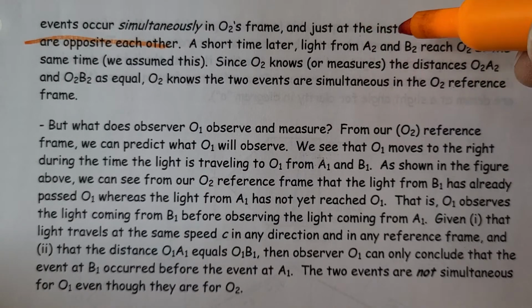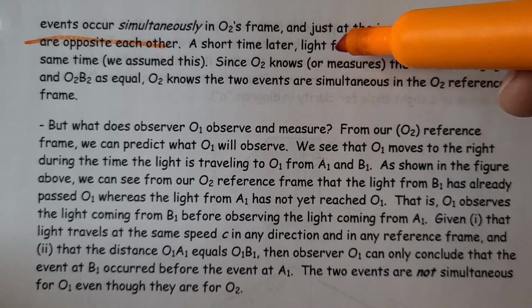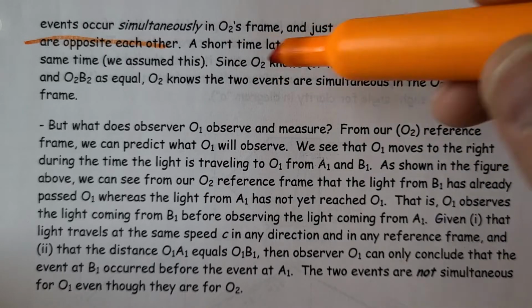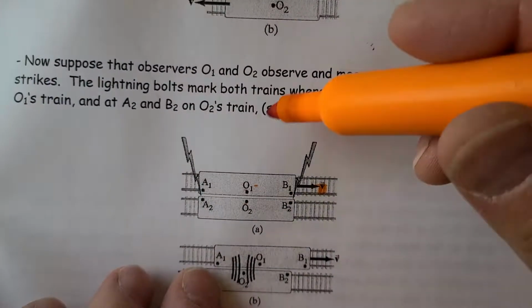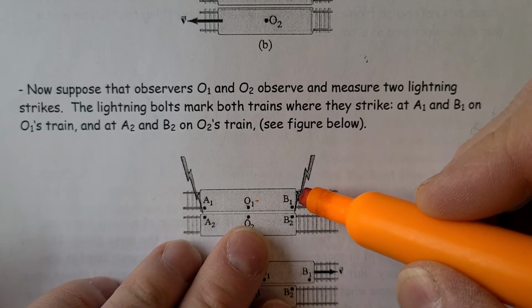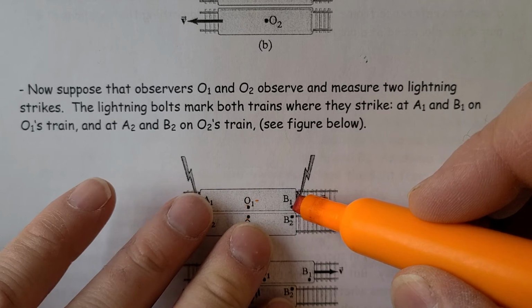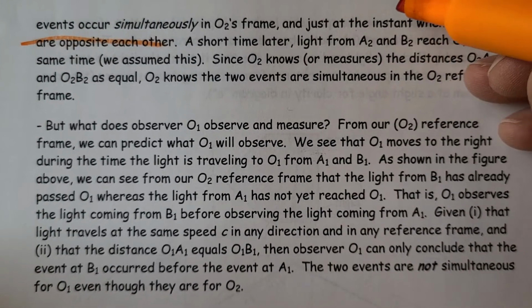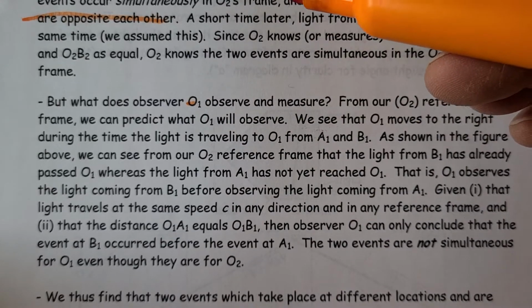A short time later, light from A2 and B2 reaches O2 at the same time. Since O2 knows or measures that the distances are equal, he knows that these are simultaneous. So O2 would say, I've had lightning strike both ends of my train at the same time. I can see that both parts of the train are damaged. But what does observer 1 observe and measure?